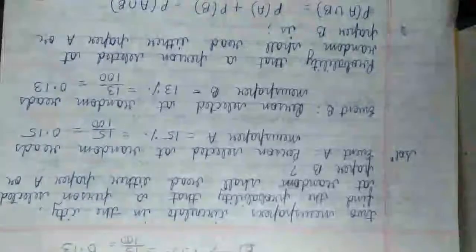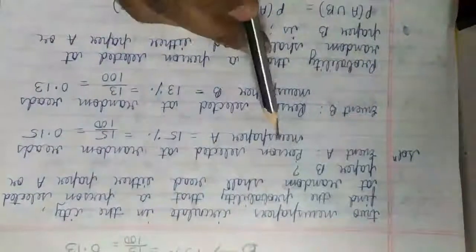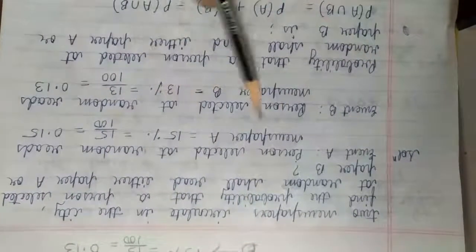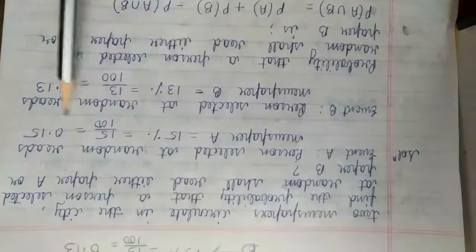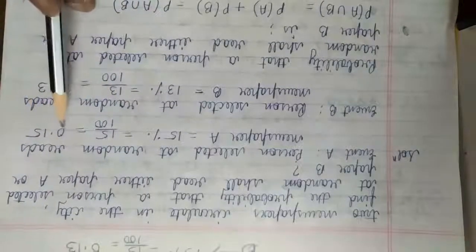So that is what I have written here down. So probability that a person selected at random reads newspaper A is 15%, which is equal to 15 upon 100, which is nothing but 0.15.